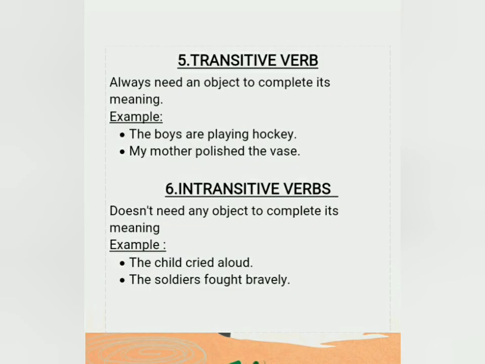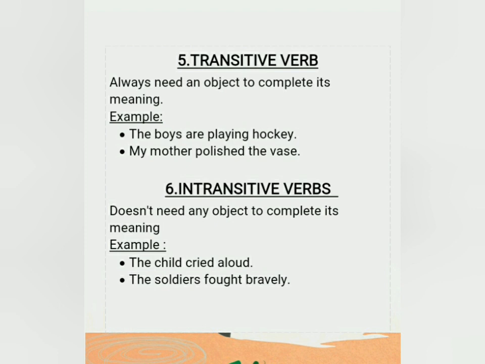So now let's see what transitive and intransitive verbs are. Transitive verbs always need an object to complete their meaning. Without an object, the sentence cannot be completed. Now move towards the example. The boy is playing hockey. What is the boy playing? Hockey, so we know it's the object. Without an object, if we say the boy is playing, the question is what he was playing. So the sentence remains meaningless without an object.